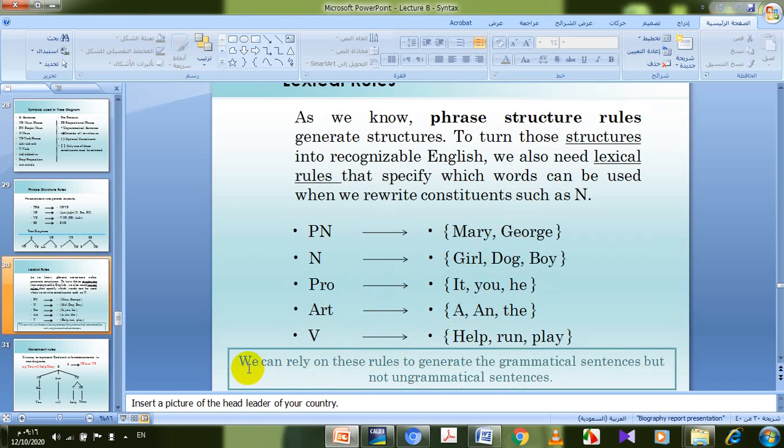We have something important. We can rely on these rules to generate grammatical sentences, but not ungrammatical sentences. So we rely on these rules to generate grammatical sentences, not ungrammatical ones. This is important.